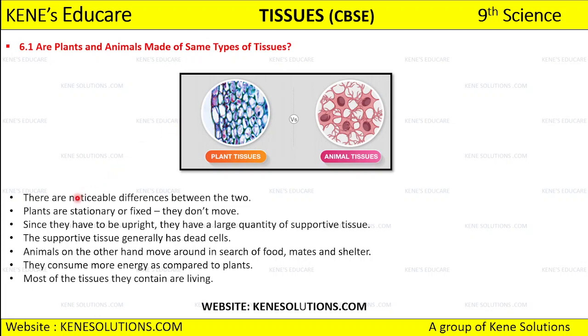Okay, so now there are some noticeable differences which we can see between the plant tissue and the animal tissue, right? So plants, they are stationary or they are fixed. It means the tissue in plants, they don't move, they are stationary, they are fixed. But if you can see the animal tissue there, they are moving, they are locomoting, right? And we have already discussed why the plants don't move, because they are making their own food through the process of photosynthesis. So they don't have to find food, they don't have to find their shelter and all.